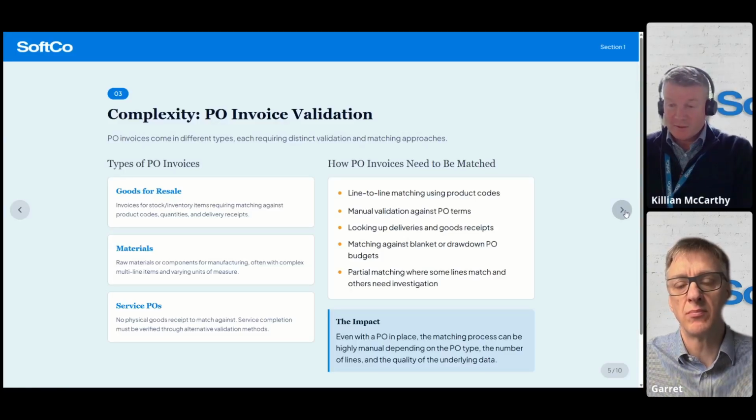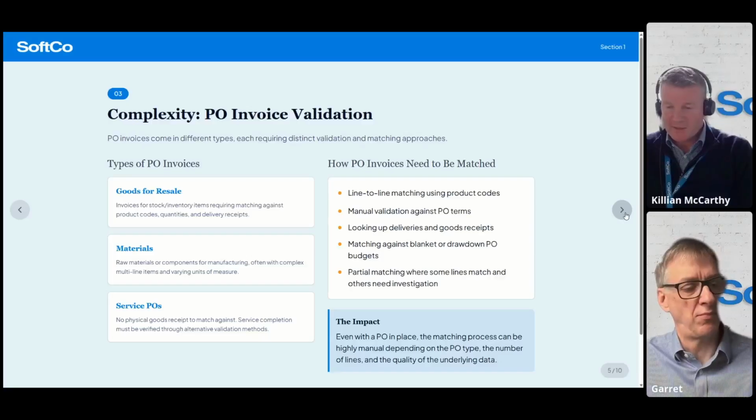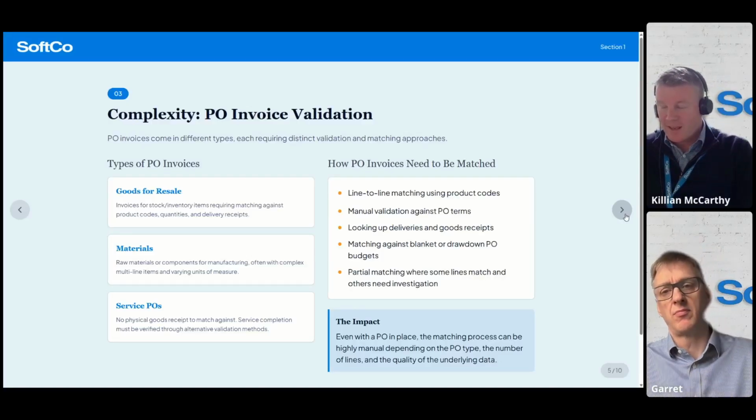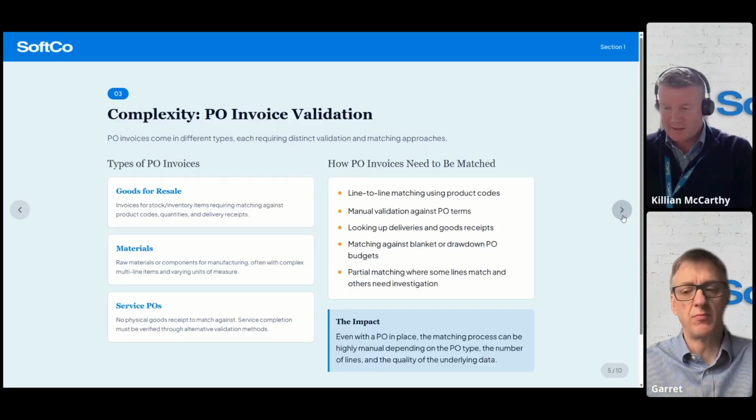But sometimes the goods receipt process can create more havoc because it's giving partial receipts, partial deliveries, and the invoice values don't match. So you have partial matching, where some line items match and others need investigation. It's difficult when you have multiple decimal places and all of that. It creates a lot of headache for the AP person. It's hard to decipher where the actual problem is.